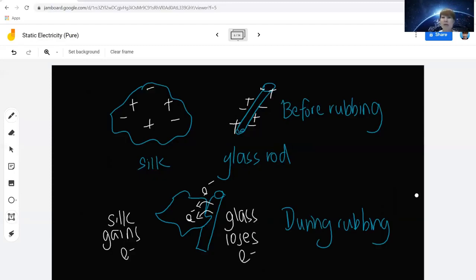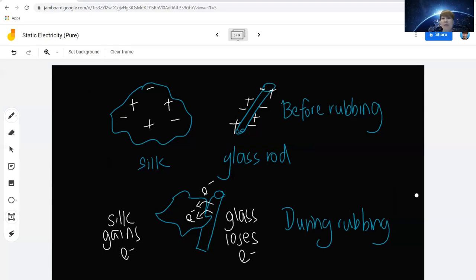Why, you will ask? This has to do with the material itself, which is beyond the syllabus. So the question will usually tell you what happens after the rubbing, so that you can infer which one has lost or gained electrons.